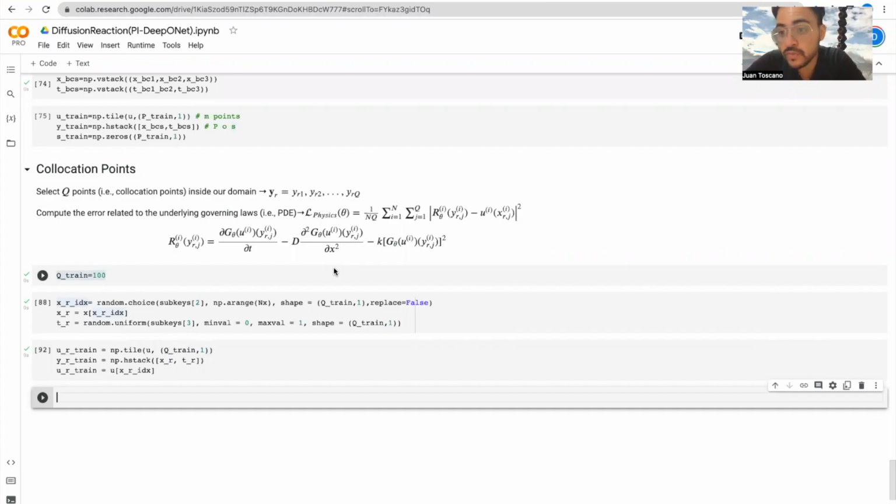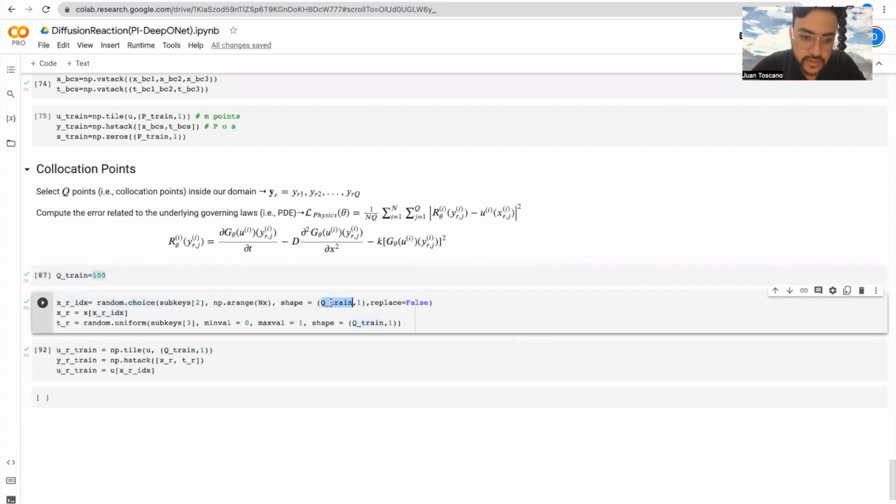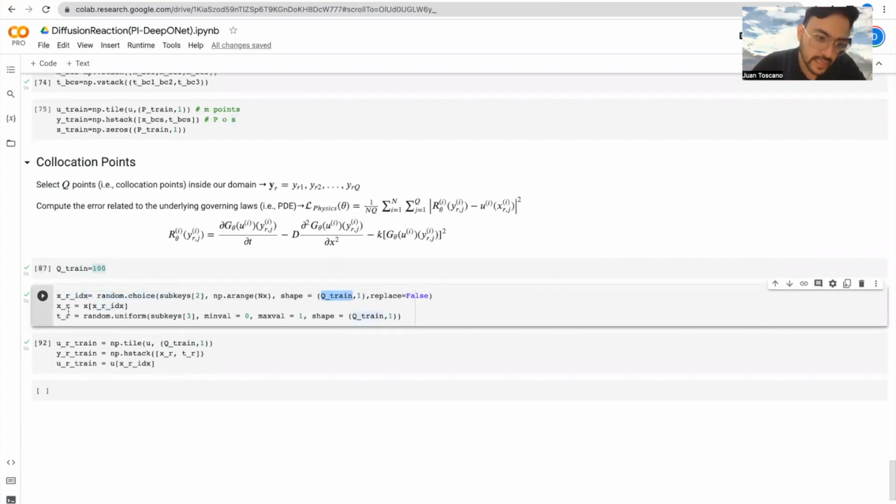Remember that the collocation points is where we evaluate our partial differential equation, and to do that, let's set the number of collocation points, say 100. Create a random index that contains u train items. Select the points from that index in X. Select the random numbers in T.